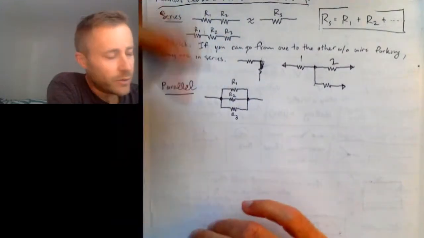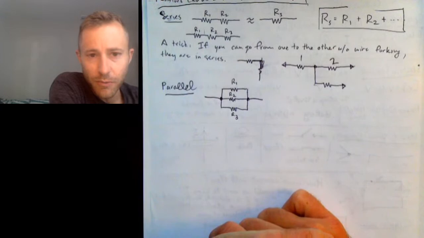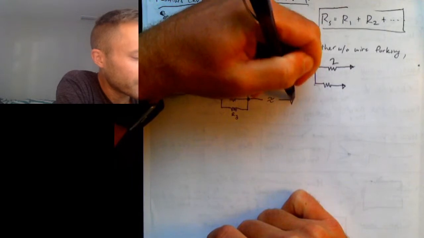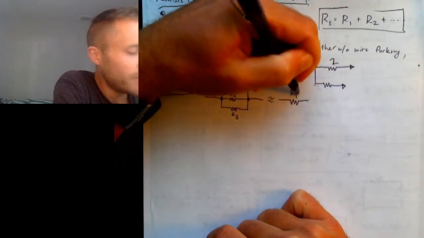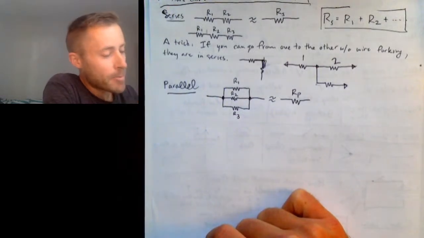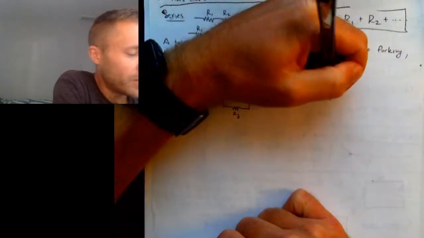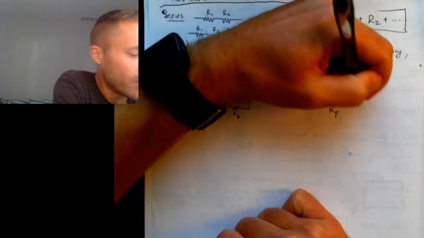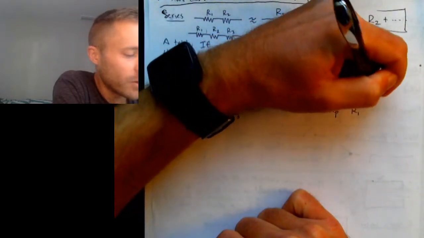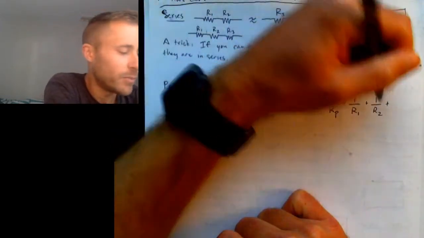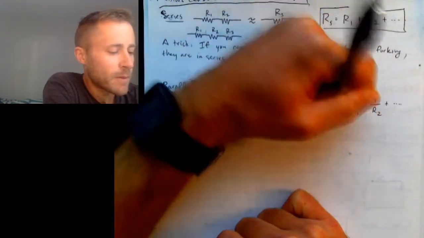So again, these resistors maintain their identities, but from the perspective of the source, they are equivalent to a single resistor, which I will call R sub P. Okay. And the formula for R sub P is 1 over R sub P equals 1 over R1 plus 1 over R2 plus however many we have in parallel. Okay.